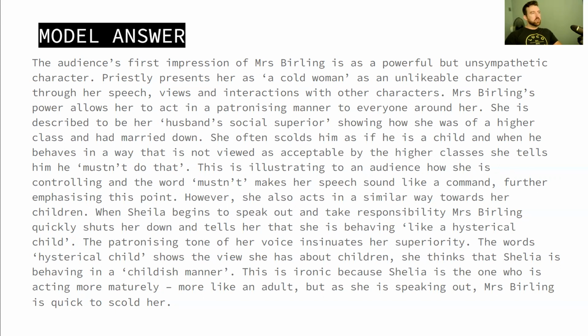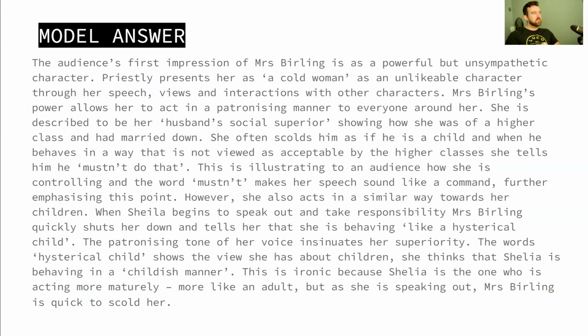Her husband's social superior. I think I would personally talk about the sibilance, the S sounds. So I would talk about how the bitter tone that is created through this, maybe there's a bitterness to her that she married down, even though Mr. Birling was a wealthy man. Or maybe it reflects the upper class views of the time, the fact that marrying down was typically looked down upon. So this is something that is an area of tension in their marriage, perhaps.